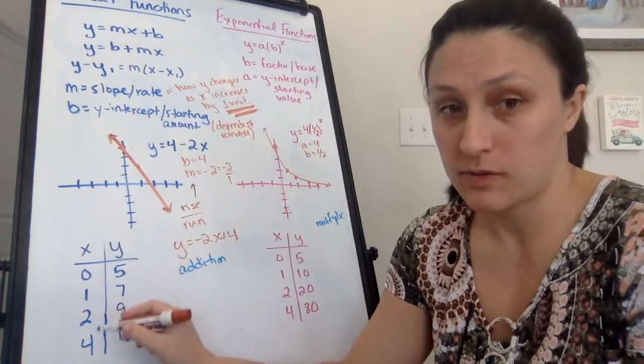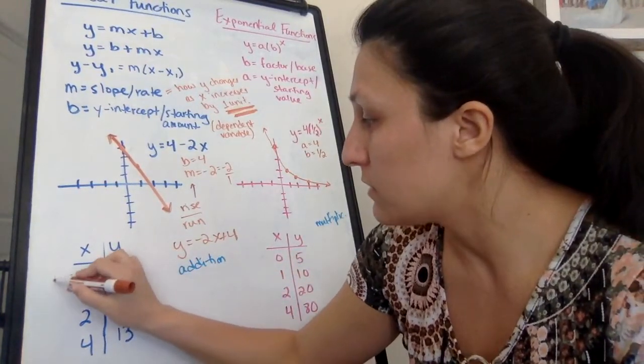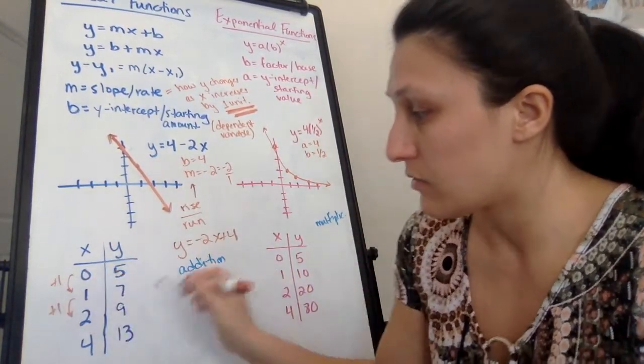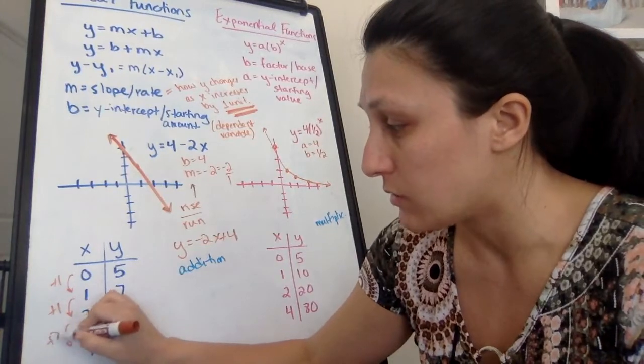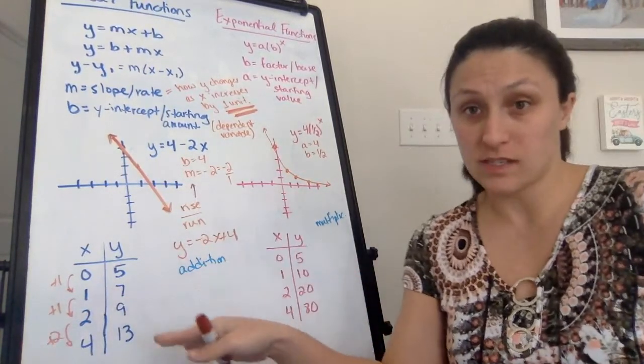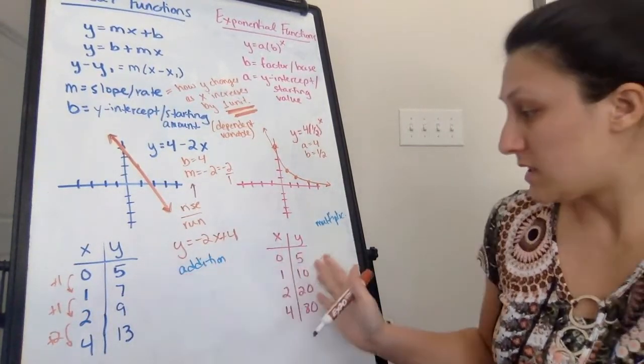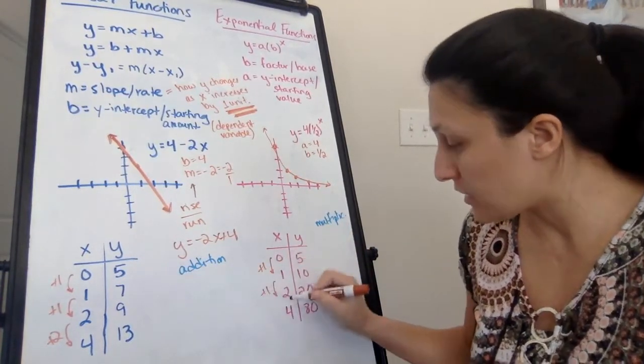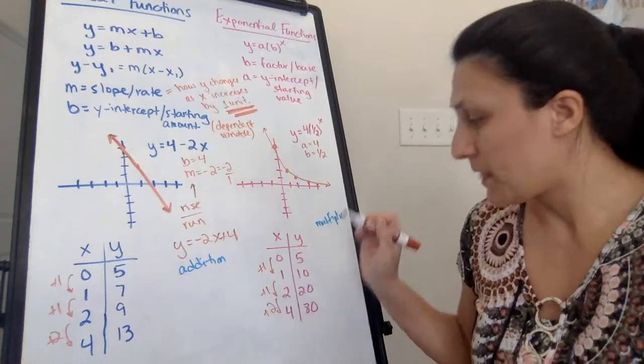So look at the table here. This goes up by 1. From 0 to 1 is an increase of 1. From 1 to 2 is an increase of 1. But from 2 to 4 is an increase of 2. So we have to pay attention to that and take note of that. I did the same thing in this table. So x is going up by 1 initially, but then it changes and x goes up by 2.